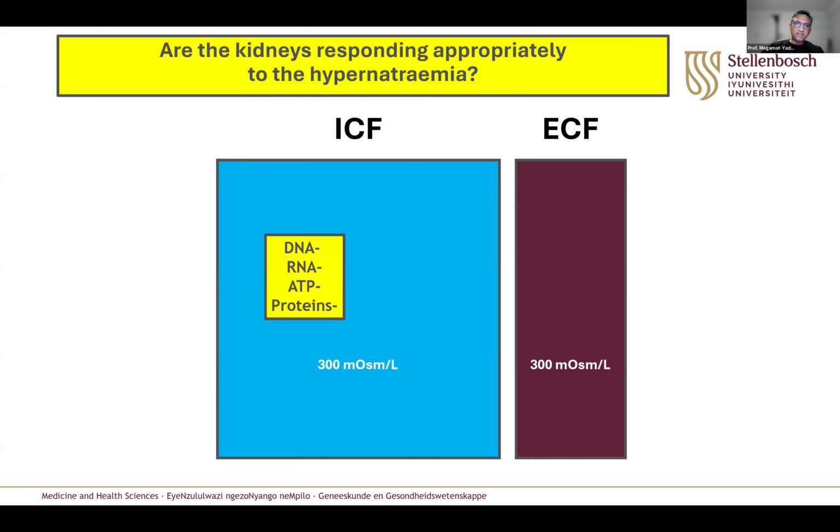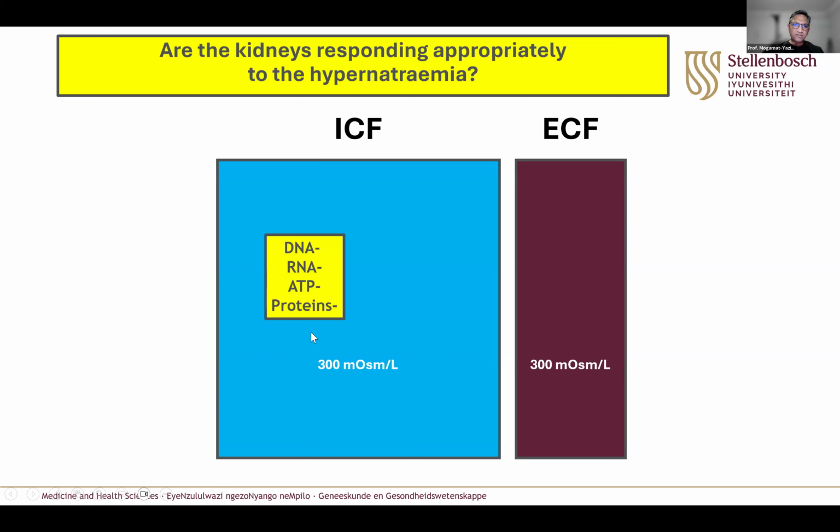The osmoles inside, the reason the ICF has a higher volume is because it has twice as many osmoles. Now I'm going to show you what these osmoles are. Inside cells, it's things like DNA, RNA, ATP, proteins, enzymes. All these macromolecules inside cells are all negatively charged. And it's mainly because of phosphate molecules attached to all of these molecules.